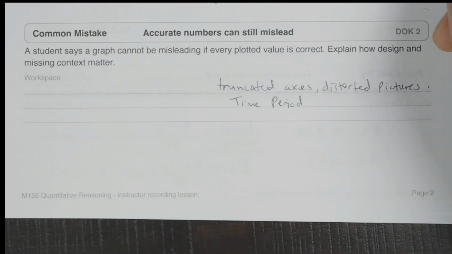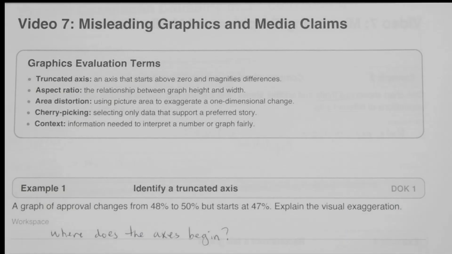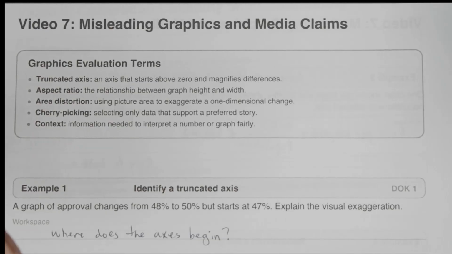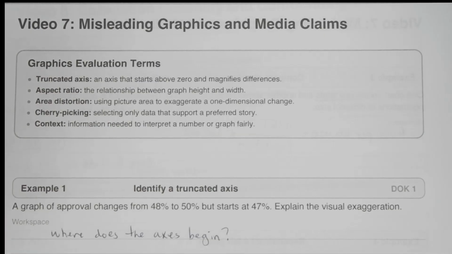All right. So in closing, the main idea of this lesson is very simple: you can have correct data, and correct data is not logically equivalent to a fair presentation. So we got to check the axis, the scale, the time period, the population size, the units, the context. Context matters before accepting a narrative.